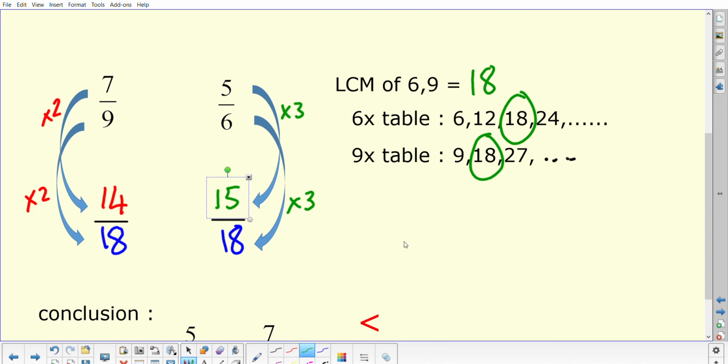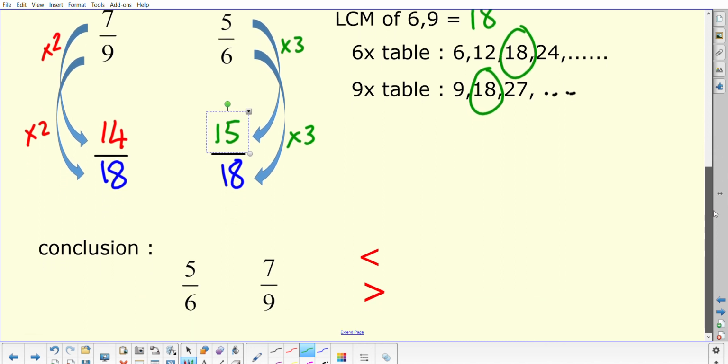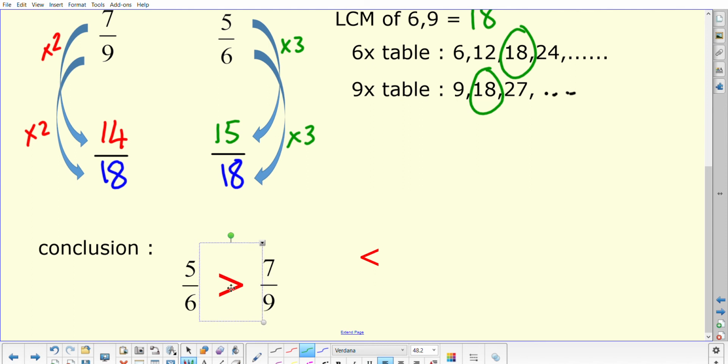Now you were asked which one of these was greater, so hopefully you can see that the 5/6 is bigger than the 7 ninths. So in terms of writing down your statement, you'll be looking to pick the correct symbol, and the correct symbol is this here. So 5/6 would be greater than 7 ninths, and that would be your statement.